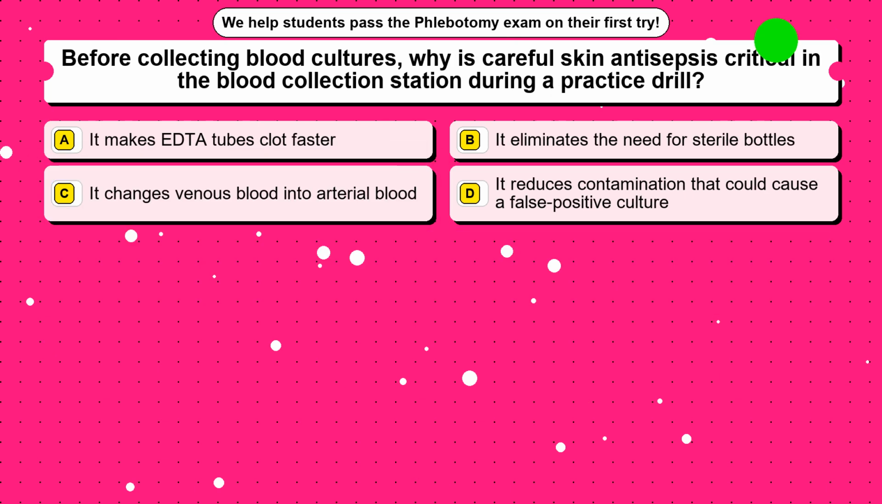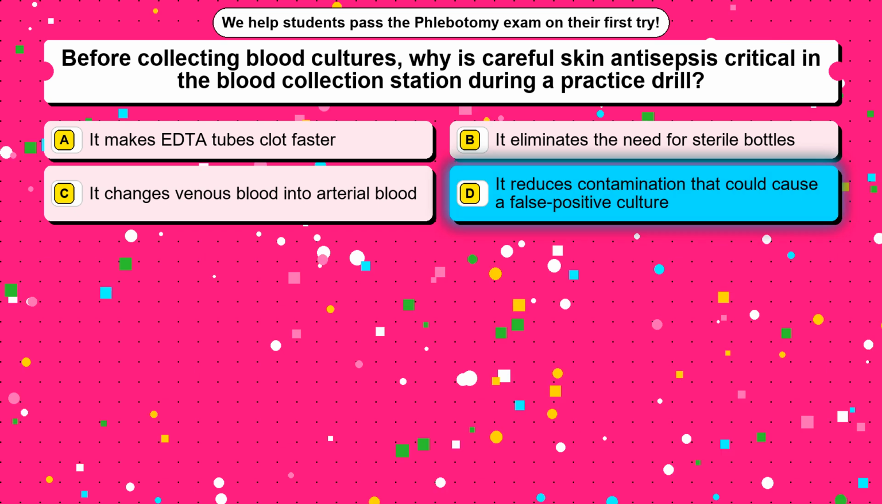Question 51. Before collecting blood cultures, why is careful skin antisepsis critical in the blood collection station during a practice drill? Option A. It makes EDTA tubes clot faster. Option B. It eliminates the need for sterile bottles. Option C. It changes venous blood into arterial blood. Option D. It reduces contamination that could cause a false positive culture.